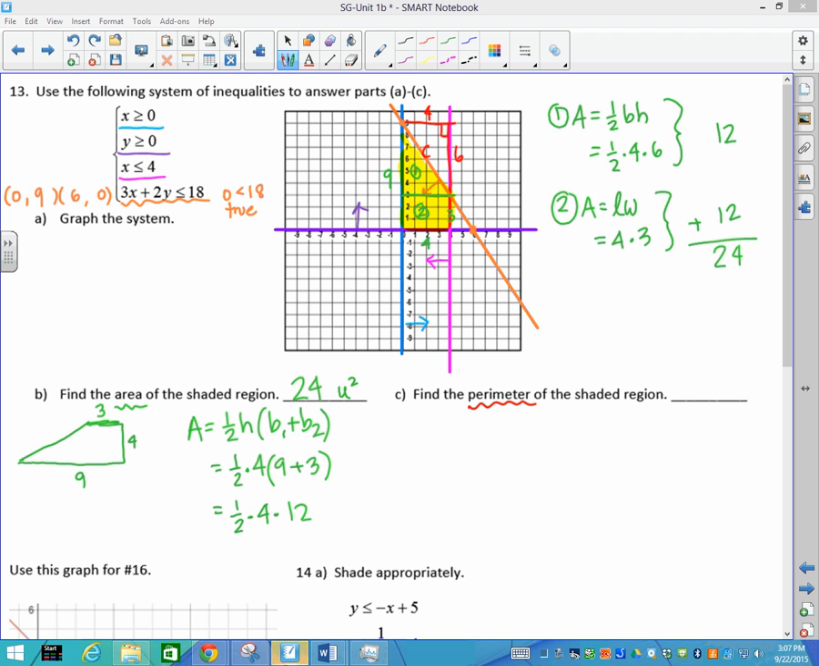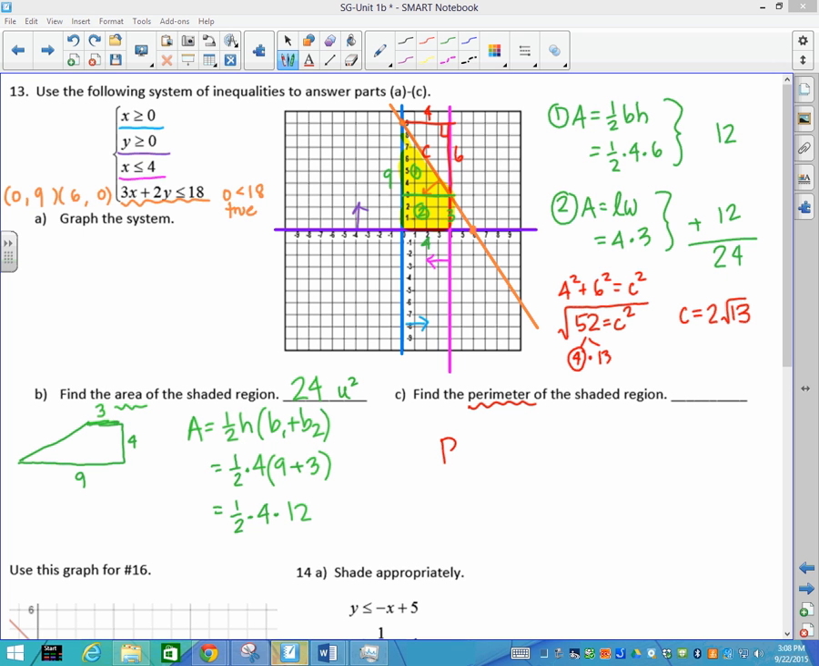So we say that 4 squared plus 6 squared equals C squared. And 16 plus 36 is 52. So I'm going to take the square root of both sides. When you do that, you've got to break that up. 4 goes into it 13 times, and 4 is a perfect square. So we're going to find out that C is equal to 2 square roots of 13.